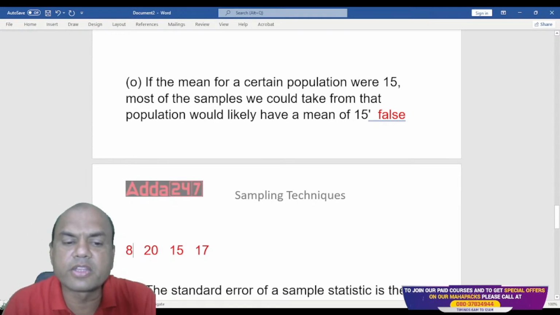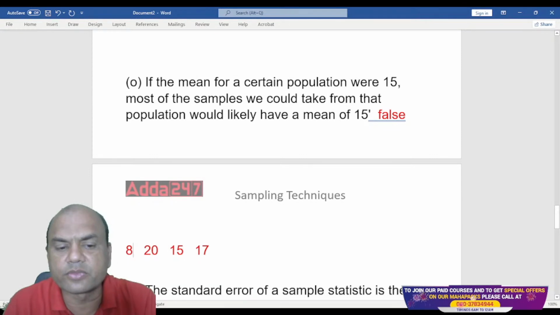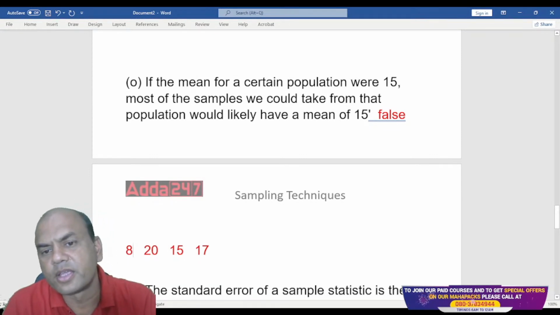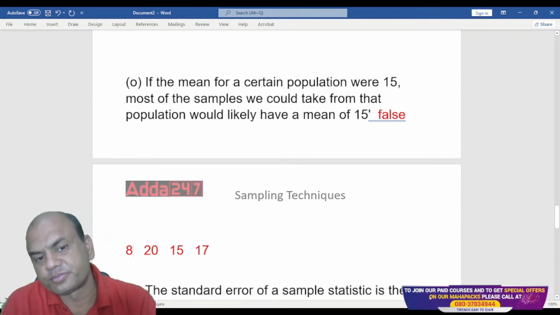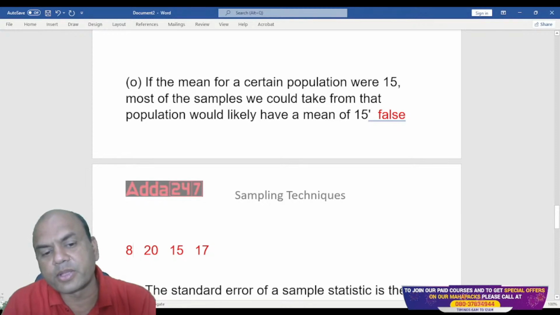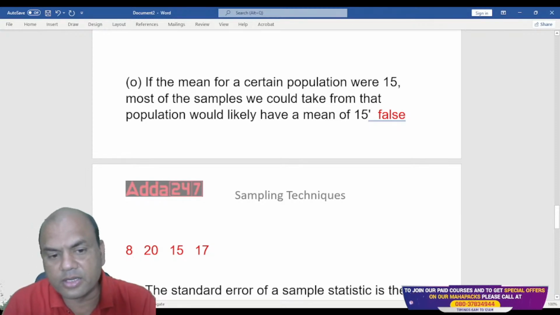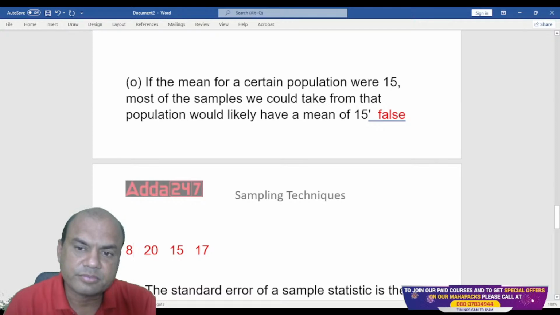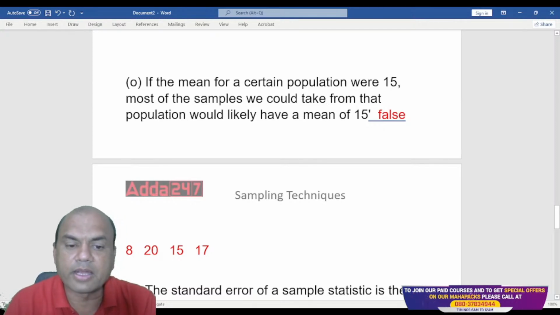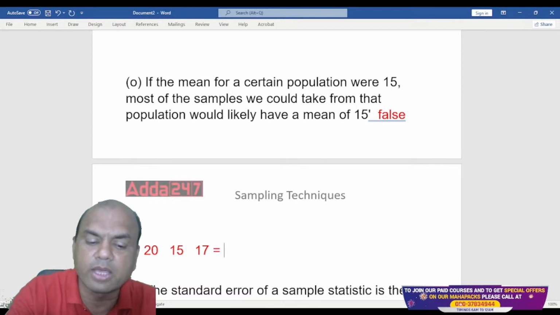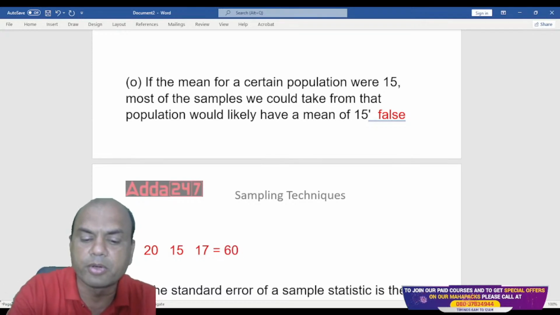Suppose I got these 4 salaries: 8,000, 20,000, 15,000 and 17,000. Now you do the addition of all these. 20 plus 8, 28, plus 15, 43, plus 17, 60. So the total I'm getting is 60. Do the average upon 4.